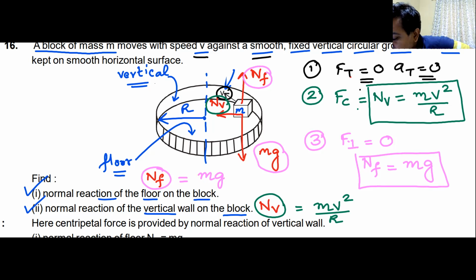So the reaction from the floor on the block is mg, and the reaction from the vertical wall on the block is mv squared by r. This is how this question needs to be solved. I hope you have understood this. I'll give you a minute to note it down. Please note it down. If you have any doubts, you can ask me.